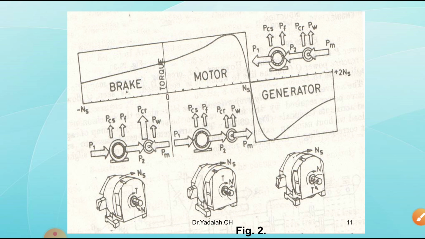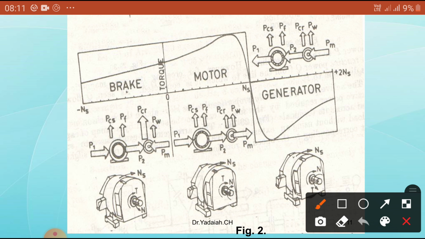You can see here clearly, this is our normal position. Here N is equal to 0 and we have the initial starting torque. The torque slowly increases up to the maximum torque, and after that it goes on decreasing. This is the motor torque-speed characteristic.